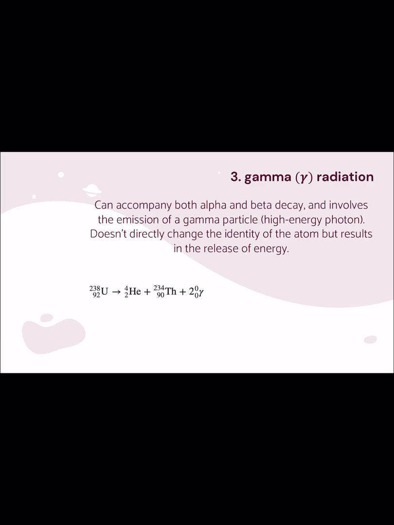The last type of radiation is gamma radiation. So gamma radiation happens when there is either an alpha or a beta decay. It kind of goes alongside. And it's when there is an emission of a high energy photon. Okay, that's better known in this case as a gamma particle. So it emits all these different gamma particles.